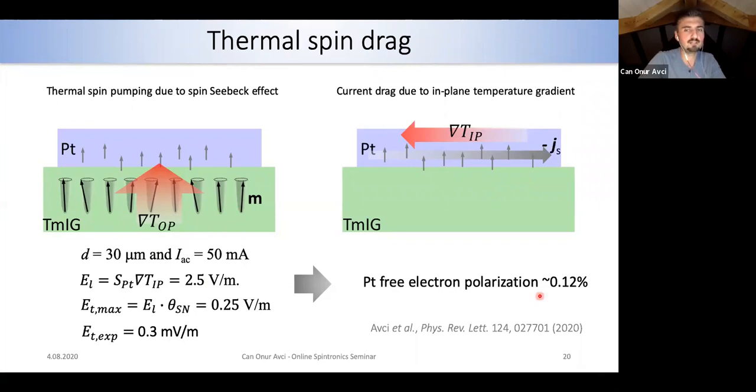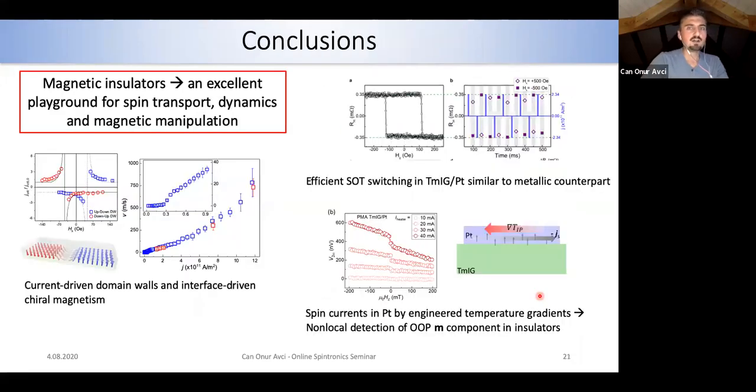If we found like 100%, I would be very skeptical. Or if we found like 10 to the minus 7, I would also be skeptical. But finding this number made me kind of reassured that this effect is feasible. All right, so to conclude, I hope that I was able to show you that magnetic insulator is an excellent playground for spin transport and dynamics and magnetic manipulation, and in spintronics in general.